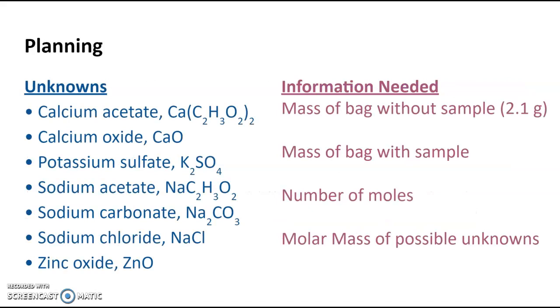A little more information for your planning purposes. The 7 unknowns are these 7 compounds. We just don't know which unknown is which. So one of the bags is calcium acetate, one is calcium oxide, one is potassium sulfate, one is sodium acetate, another is sodium carbonate, one is simply sodium chloride, table salt, and the other is zinc oxide.